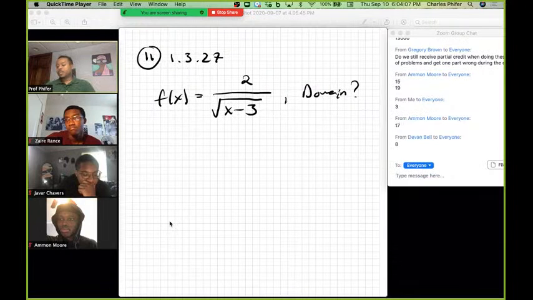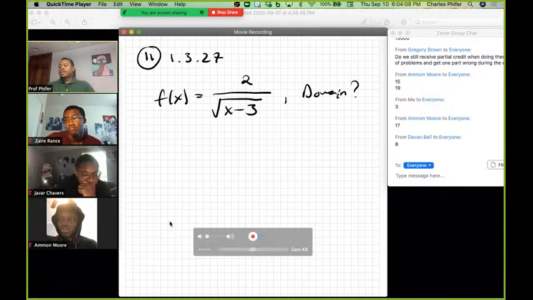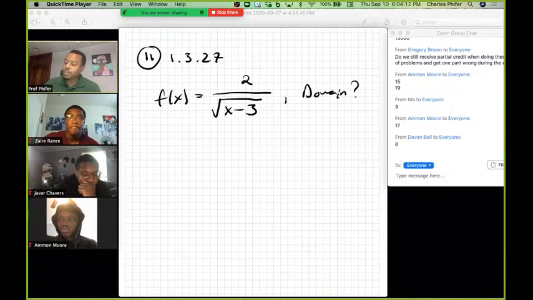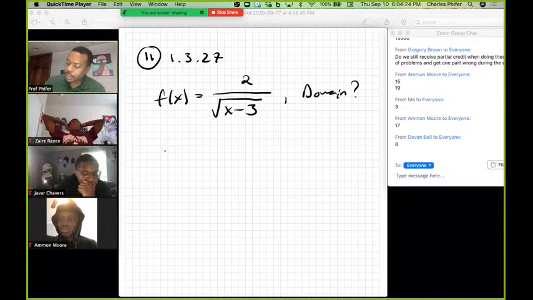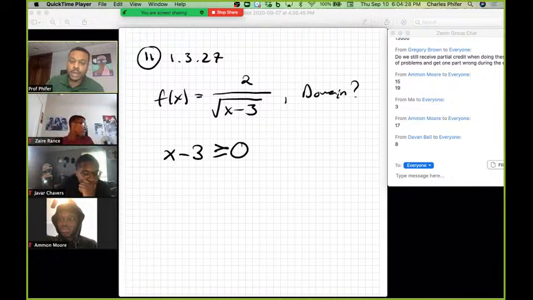Okay. So let's start off with the square root. Remember, what kind of numbers can we not take the square root of? Negative. Negative, right? So if we can't take the square root of negative numbers, normally it's supposed to be x minus 3 should be greater than or equal to 0, right? If it can't be negative, it's supposed to be greater than or equal to 0.